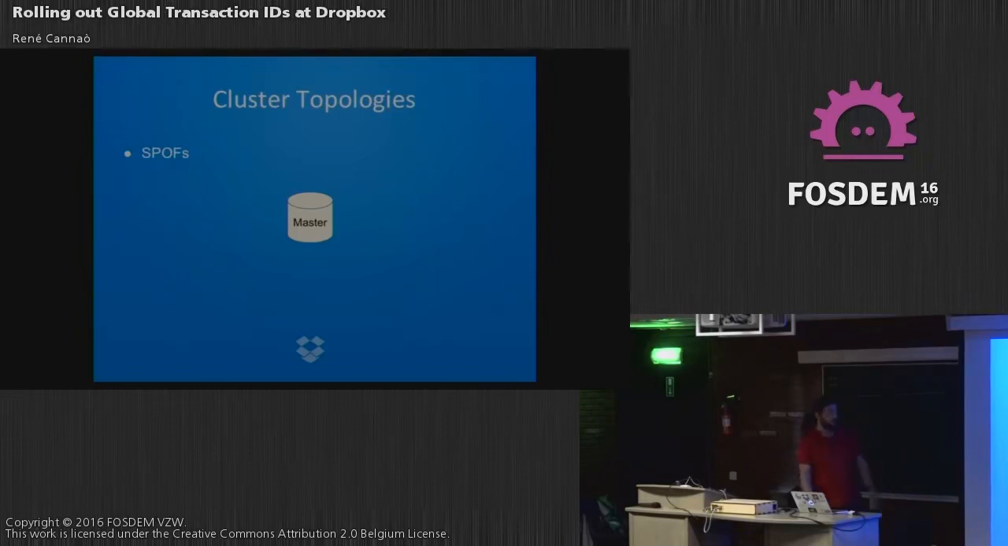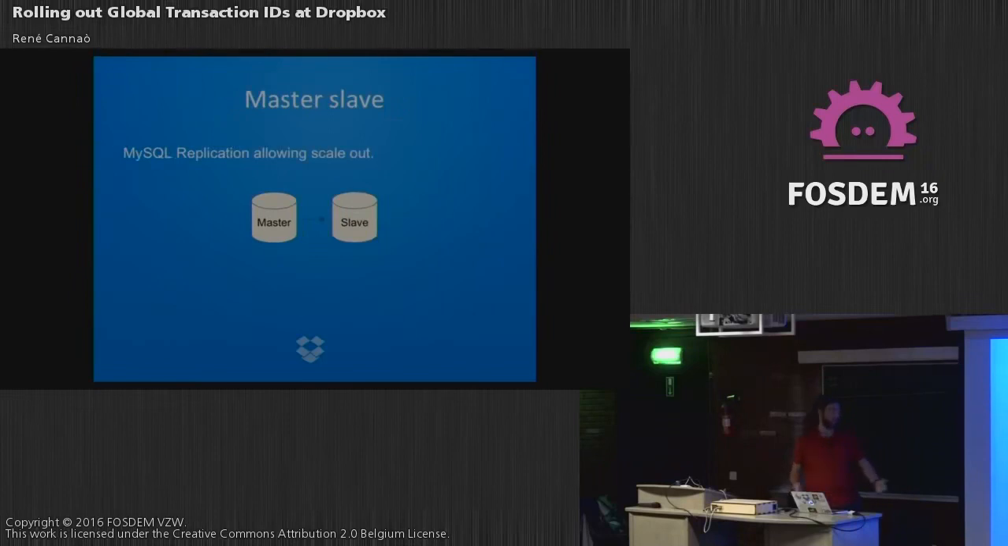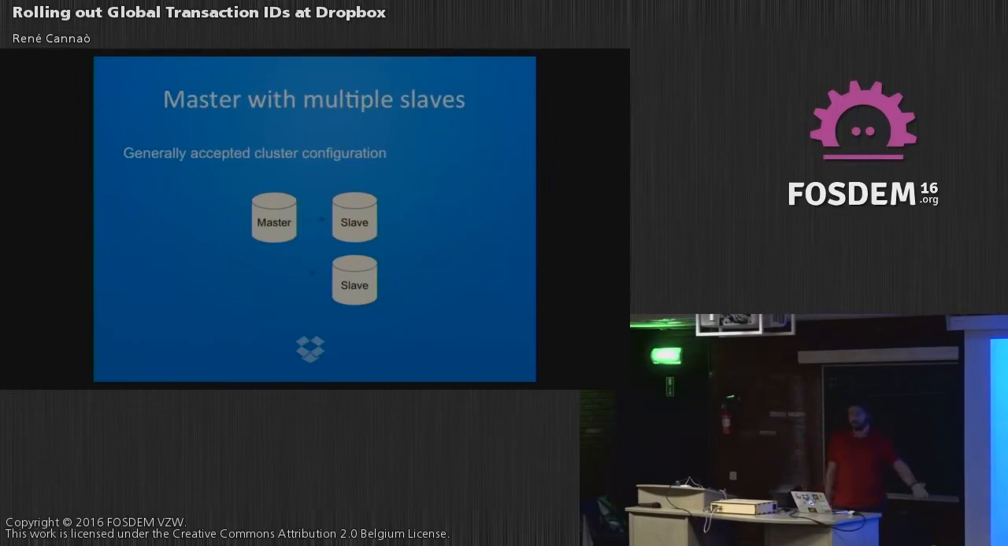One of the common ways of solving this issue is to use MySQL replication to allow you to scale out. So you have one master and at least one slave. This is what we use, although the most common configuration is to have one master and at least two slaves. Among you, there are people that in production have hundreds of slaves, maybe even more. You can scale this setup as much as you want, so you just put more slaves on the same master. What about Dropbox?